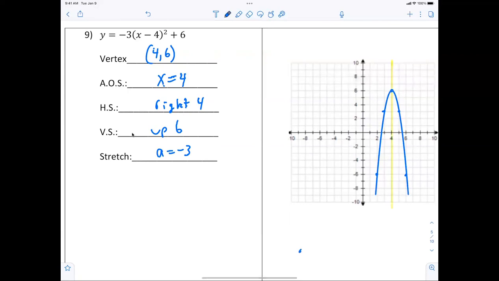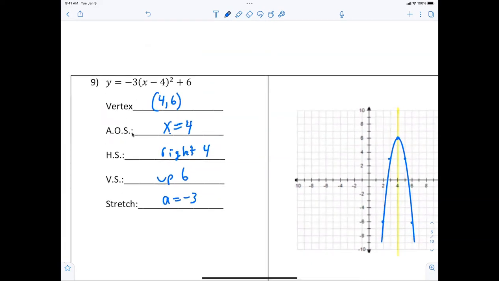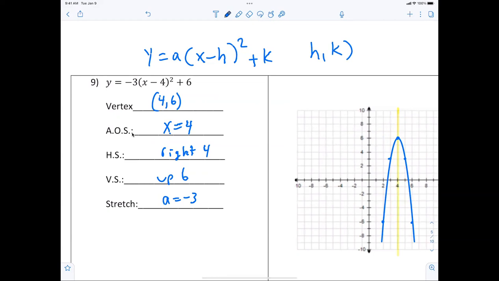Yes, sir. Why would it be positive and not negative? Because in the formula, it's the opposite. So remember, y equals a times parentheses x minus h squared, plus k. The vertex is defined as h comma k. You're supposed to know that the h in the equation and the h in the vertex are opposites. Okay, thank you. You're welcome.